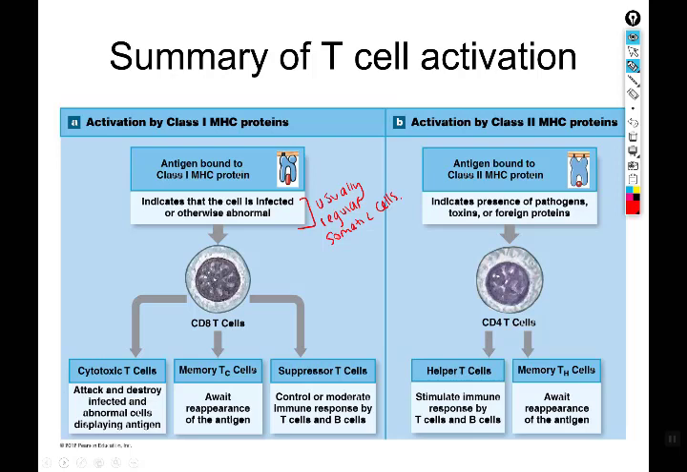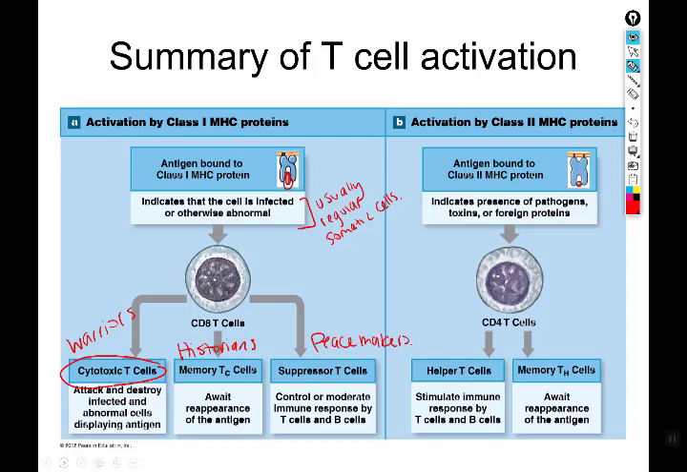So imagine a cell that has a virus or bacterium inside of it. That virus or bacterium is going to be bound to a class 1 MHC protein on the surface of the weird cell. CD8 T cells are going to recognize that, and they are going to initiate the production of cytotoxic T cells, which again are our warriors, memory T cells, the historians, and suppressor T cells, which are the peacemakers.